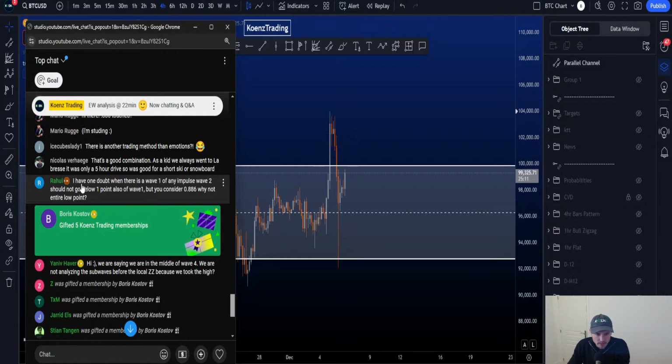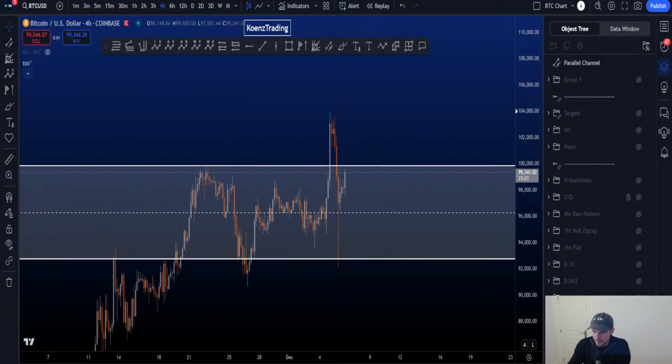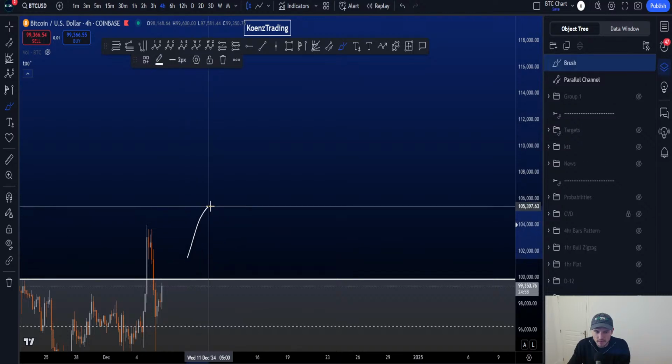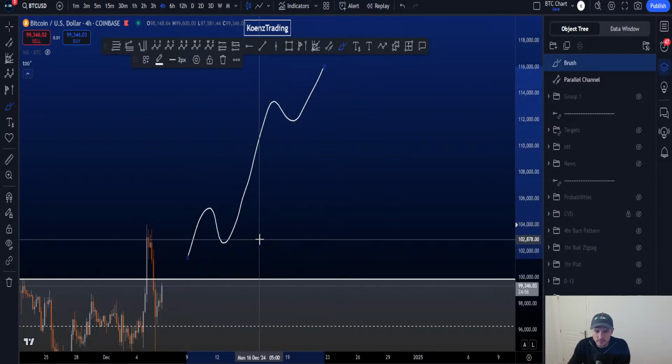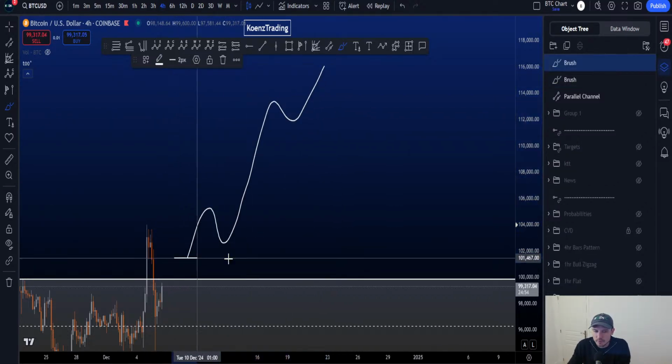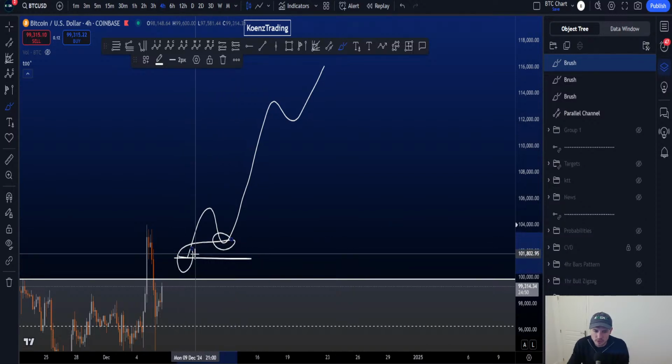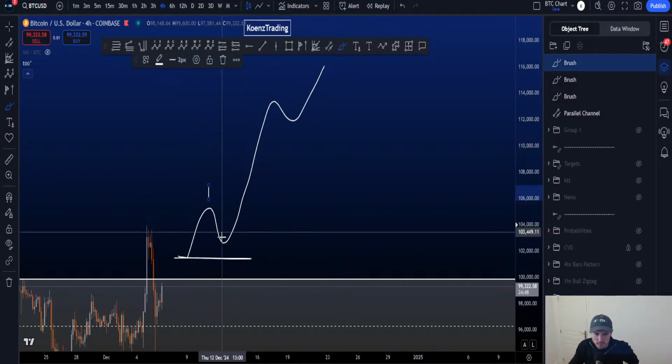Rahul, I have one doubt. When there is a wave 1 of any impulse, wave 2 should not go below wave 1 point. Also of wave 1. Would you consider, but you consider 886, why not? No, so the invalidation of an impulse, there's a difference here, right? So we have wave 1, 2, 3, 4, 5. The invalidation of an impulse is always the low. Wave 2 is not allowed to take out the origin of your wave 1, right?